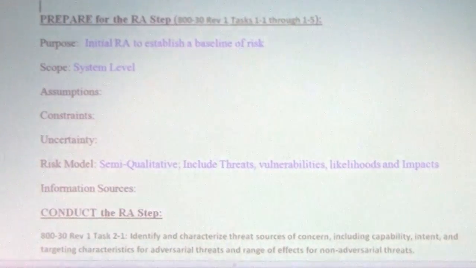So I already did the purpose for you. We're pretending this is our initial risk assessment, that we've never done one before on this fake system, and we're going to be trying to establish a baseline of risk. So where do we sit? What risk do we have right now before we've done anything else? Our scope is just going to be at the system level, our little fake system, so we're going to stay within that scope. Now we're going to try to make some assumptions and constraints and figure out what they might be.